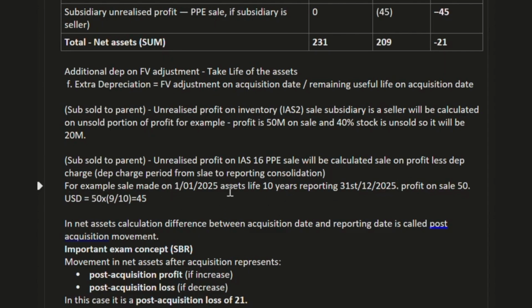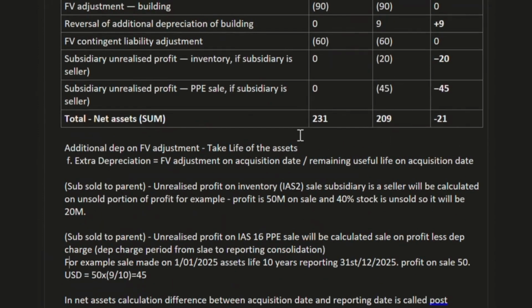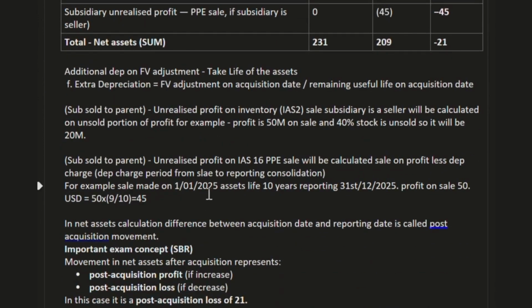So 1 year we have already crossed, because we acquired the subsidiary on 1st of Jan and now it is 31st of December, when we are preparing the consolidated financial statement. So total remaining years we have is 9. So 50 multiplied by 9 divided by 10, that is 45. So we have 45 as the unrealized profit on sale. So unrealized profit on PPE sale will always be calculated on the profit portion, after subtracting the depreciation. Depreciation will be calculated from the date we acquired the subsidiary, the acquisition date.